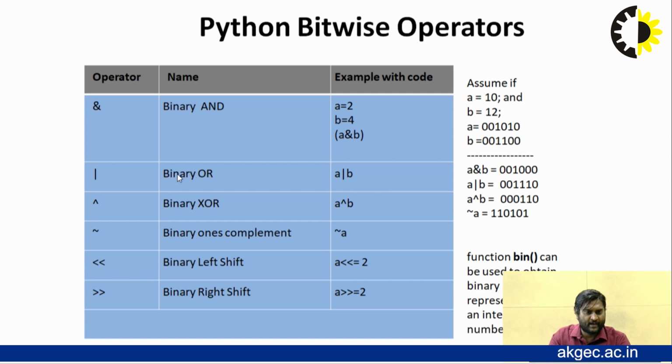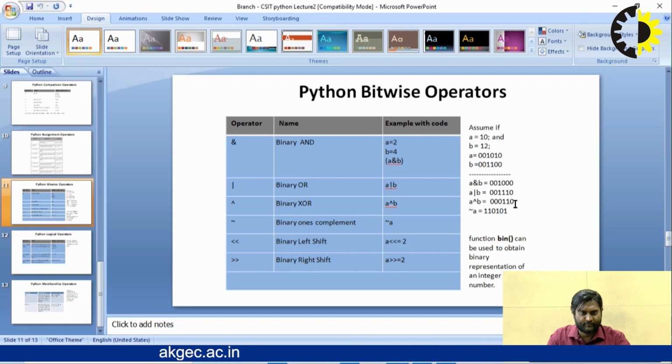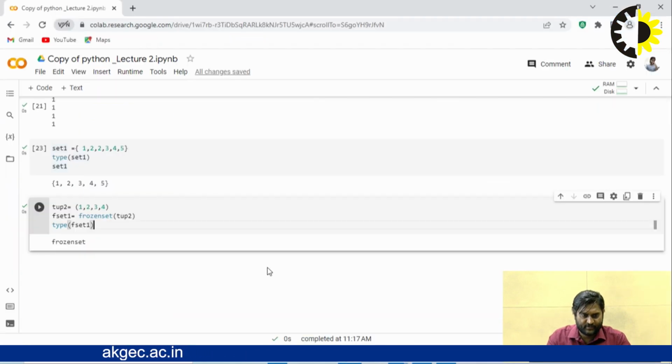And the binary OR operator, we check it. 10 is converted into a 6-bit binary number, and 12 is converted into a 6-bit binary number. Now we check how to perform this in a program. We check it.